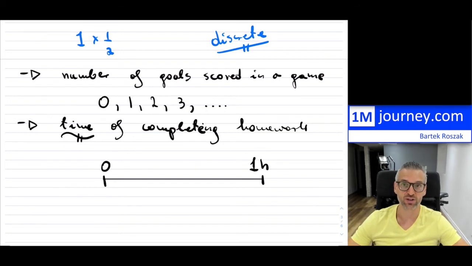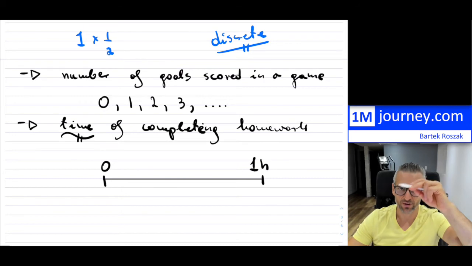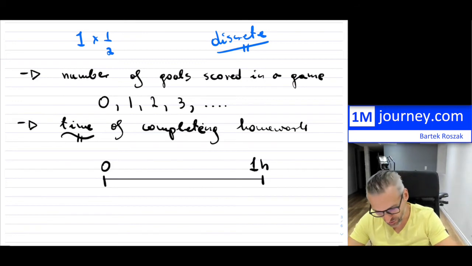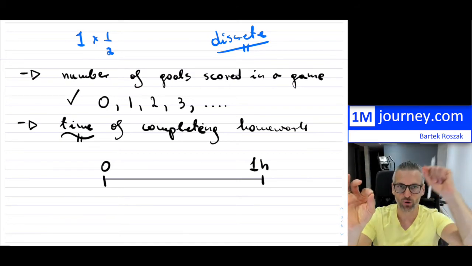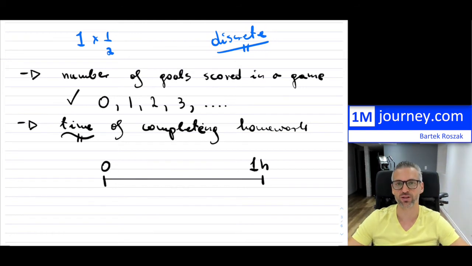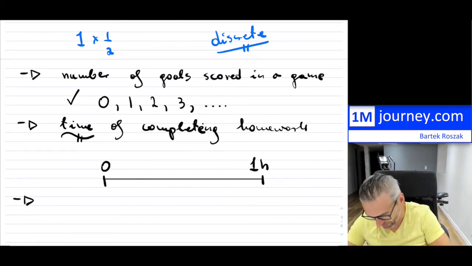Now that is continuous. If we were drawing a probability distribution of how long this would take, then we would have a nice graph between 0 and 1 hour that would flow. While if we were graphing the probabilities of scoring 0 goals, probability of scoring 1 goal, then it would still be just points in that distribution.